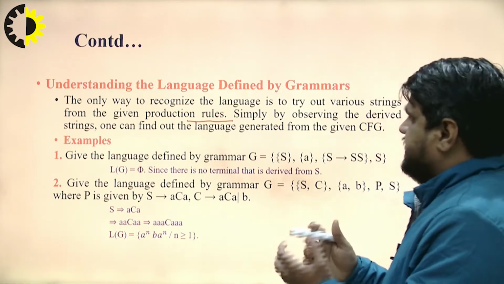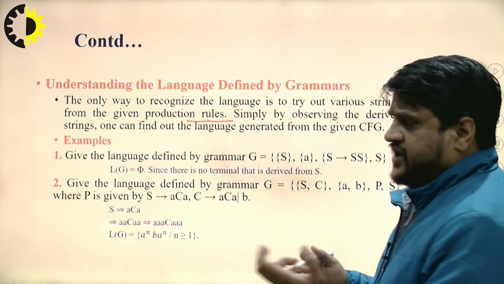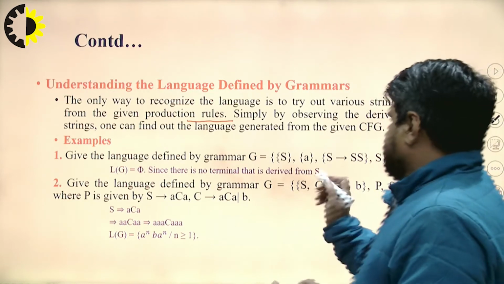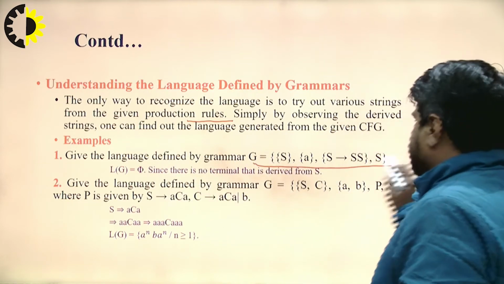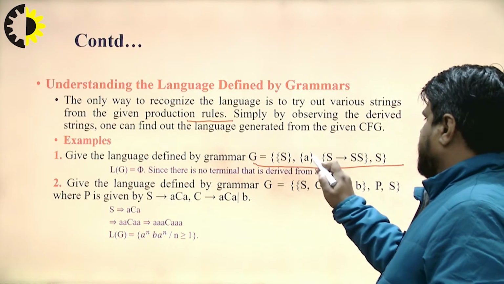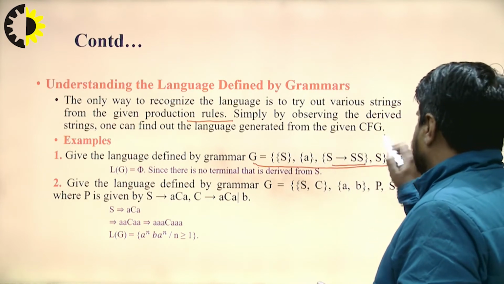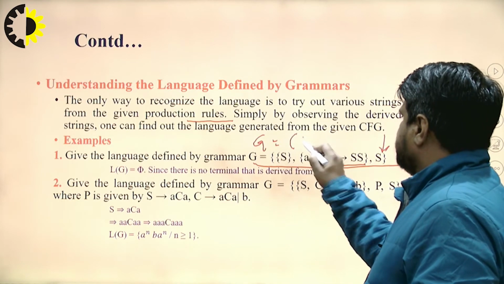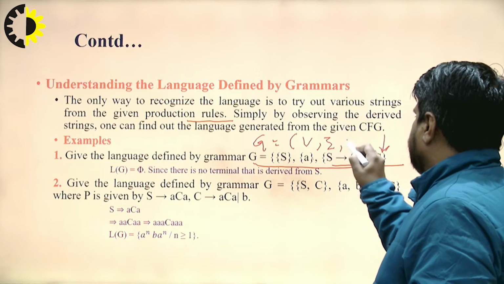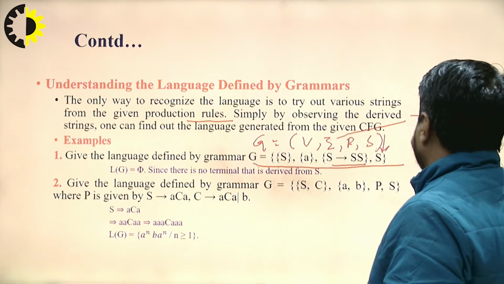Then you can say the collection of those terminal strings is a language generated by a particular grammar. For example, consider the following grammar. G = (V, Σ, P, S), where the production is S → SS and the starting symbol is S. Some authors have written T in place of Σ.